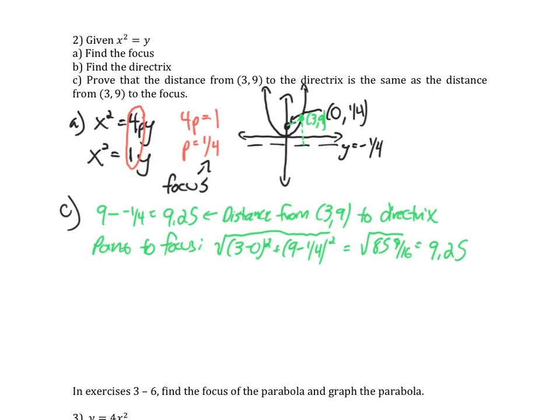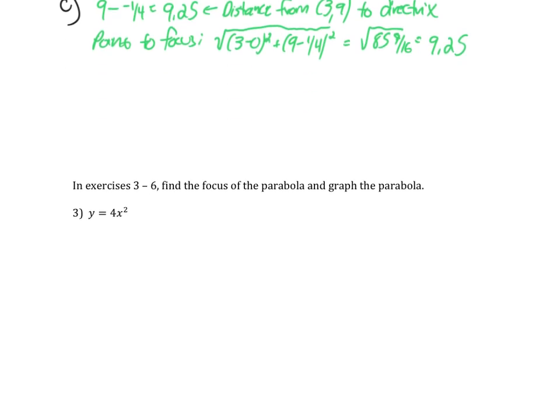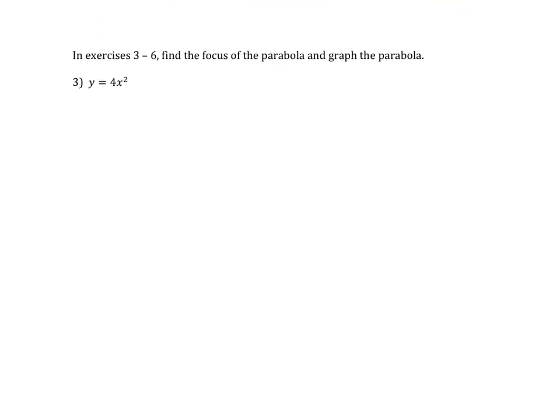All right, let's do one more together before we end this video. So the last one, it says in exercises 3 through 6, find the focus of the parabola and graph the parabola. So let's start out by finding the p-value, or finding the focus. Here's my equation, y equals 4x squared. If I have x squared, I know this is a vertical parabola, and I know it's always solved for x squared, so I need to solve for x squared by dividing both sides by 4, just to get it in a pattern I'm familiar with.